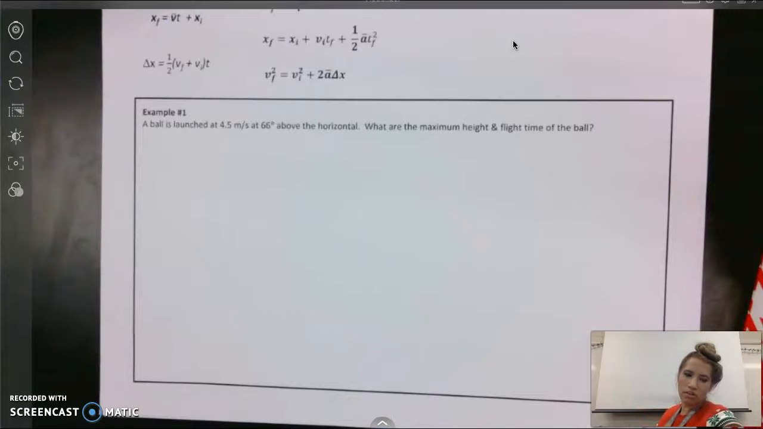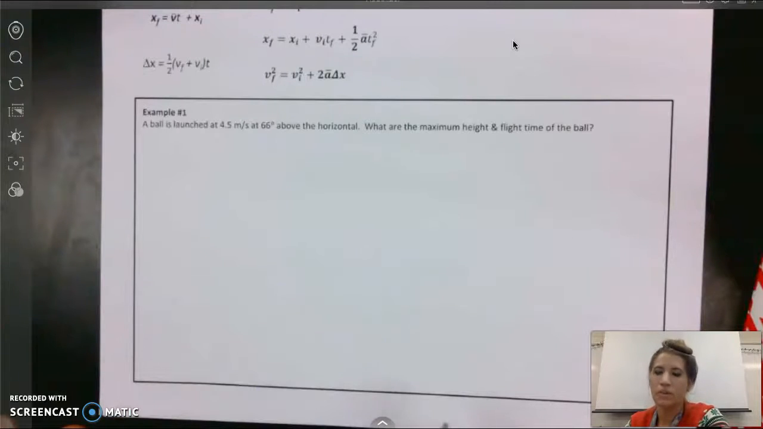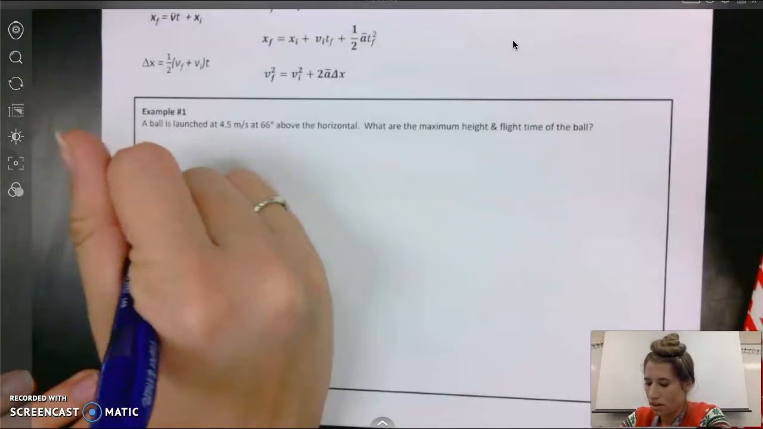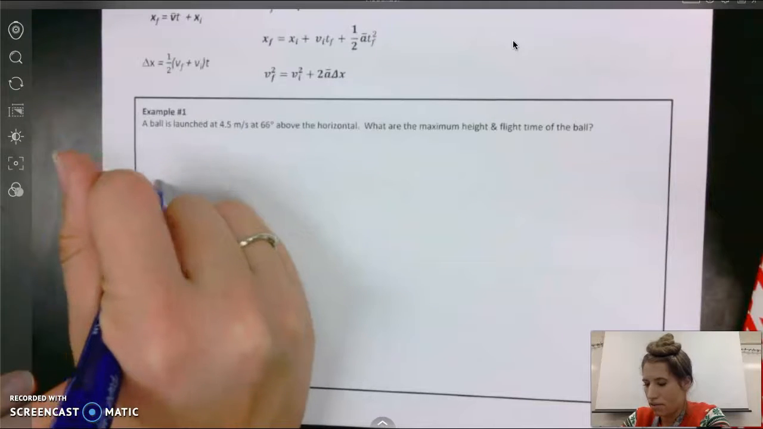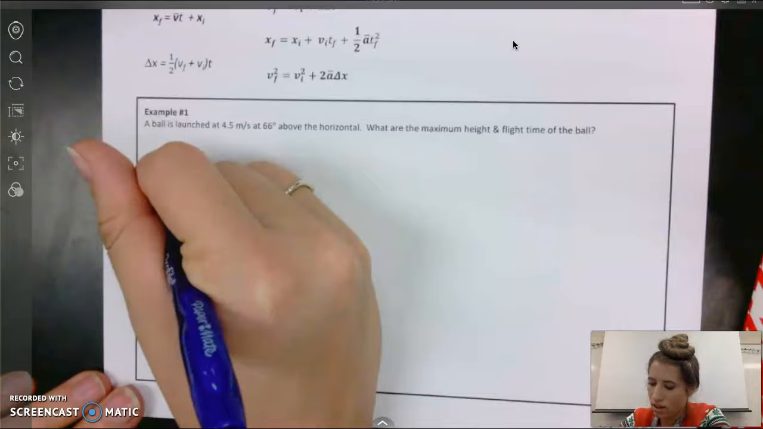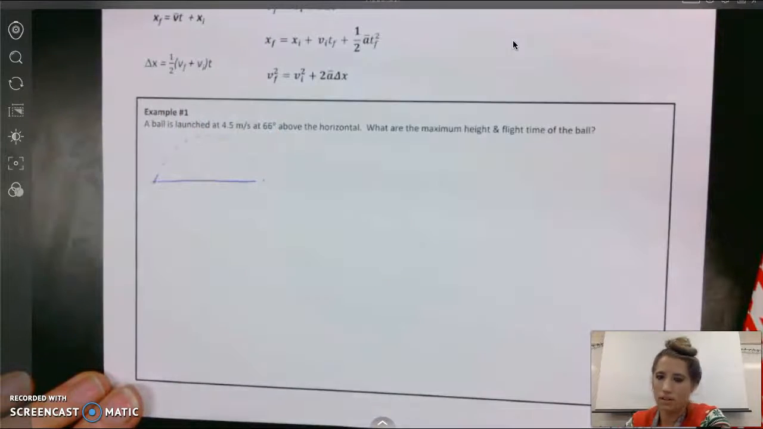A ball is launched at 4.5 meters per second at a 66 degree angle above horizontal. What is the maximum height and flight time of the ball? Okay, so let's draw a picture. Here's our ground. We're launched at this angle. We're going to go up, and then eventually we're going to come back down, right?